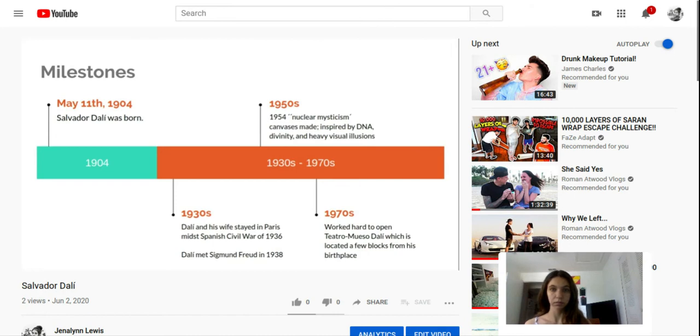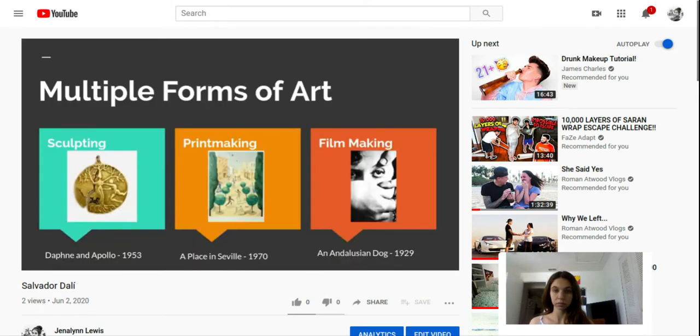In 1954, the nuclear mysticism canvases were made. That's how he defined his work, and it all was inspired by DNA, divinity, and heavy illusions that he strongly admired and used as a way to make his work. In the 1970s, his age was growing high and his health was going low, but he worked hard to open the Teatro Museo Dalí, which is located just a few blocks from his birthplace.